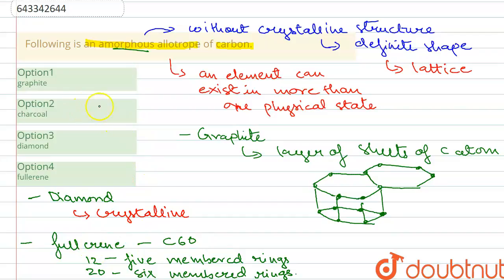The only thing left here is charcoal, and you must have seen the structure of charcoal in daily life as well. It does not have any definite structure, so it is the amorphous form, and charcoal is also an allotrope of carbon. So the answer for this question is option 2, charcoal. That was the explanation. Thank you.